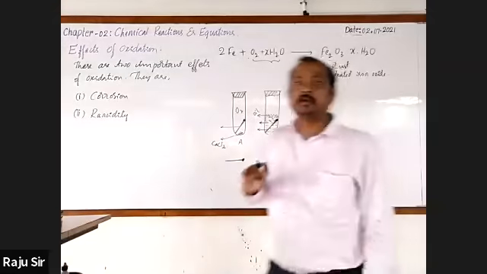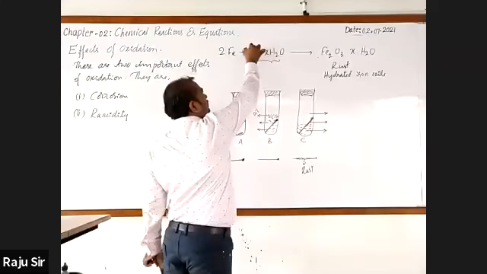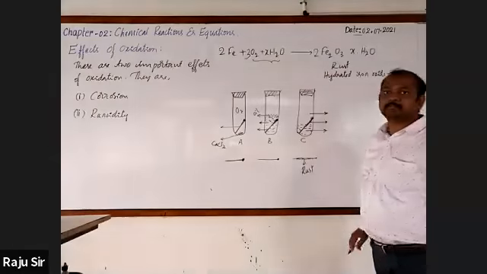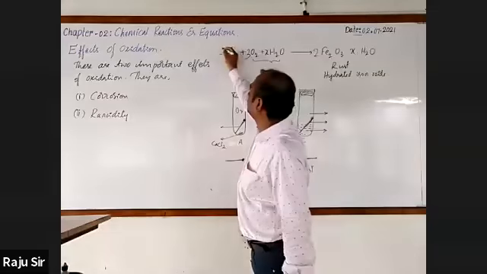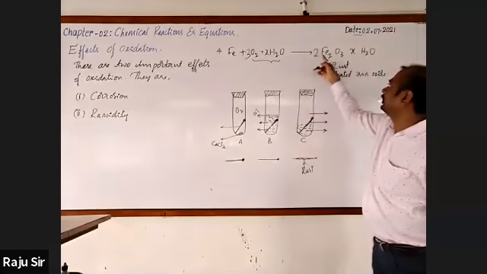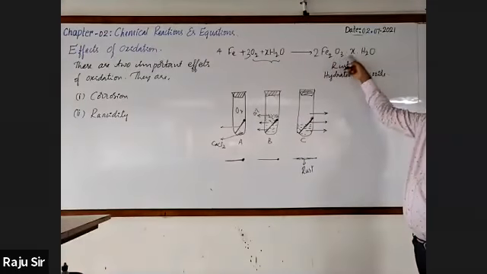Yes, sir, we can multiply iron by 2, and then it will become 4 and 6. Then here 3 and 4, sir. Then what about here? 2, sir. If I write 2, is it valid? Yes, sir. Then iron becomes 4. Very good. It becomes 4Fe + 3O2 + xH2O gives rise to 2Fe2O3.xH2O.